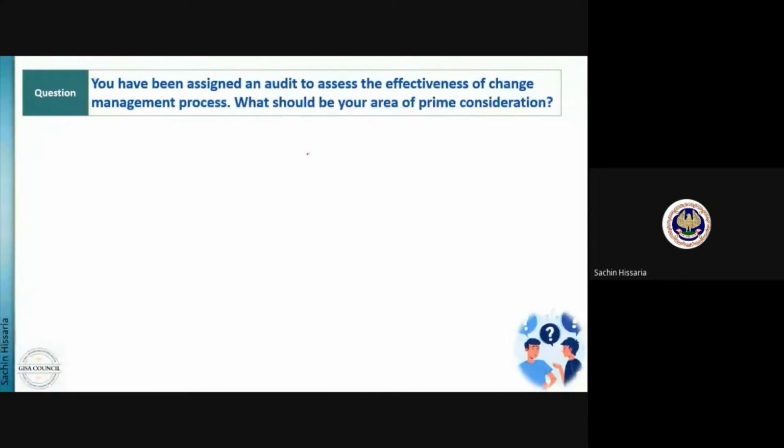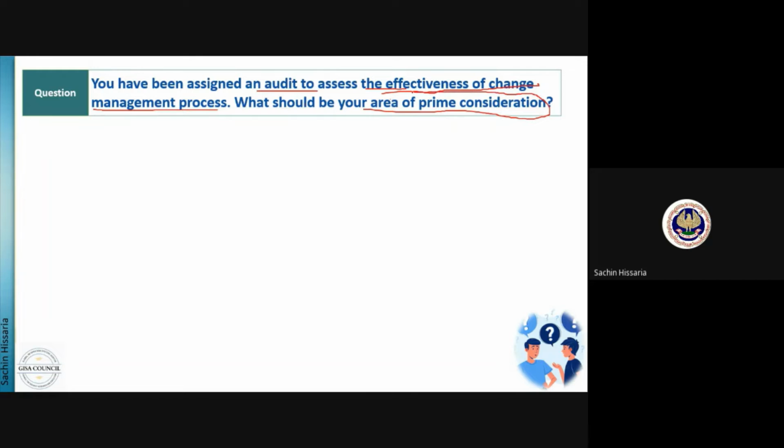Okay, next question. Again, as I told you, change management process is a very favorite topic of an interviewer, so here we will be discussing the change management process. You have been assigned an audit to assess the effectiveness of the entire change management process. What should be your area of prime consideration?